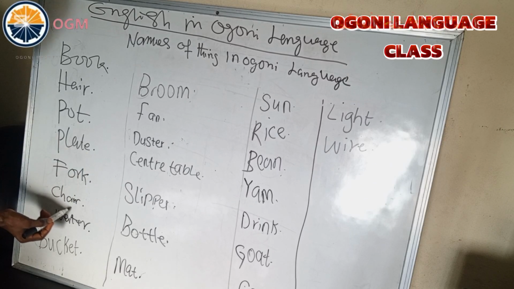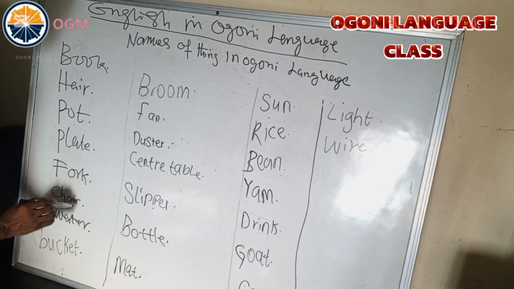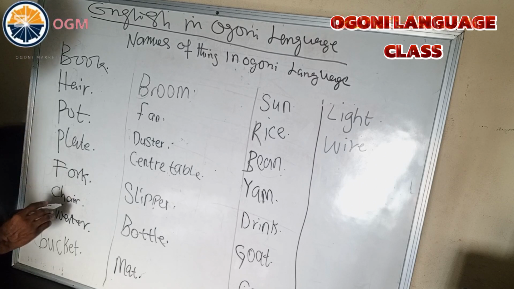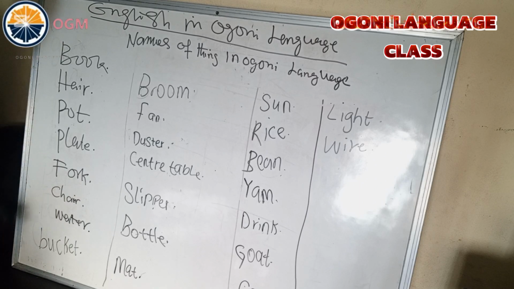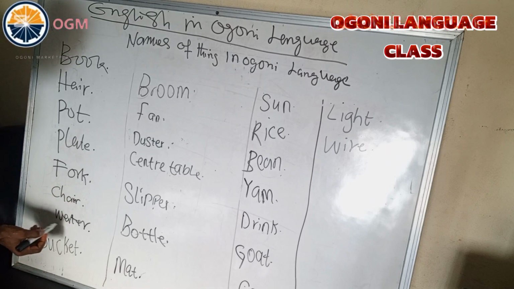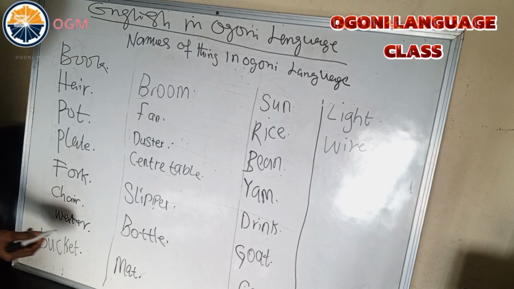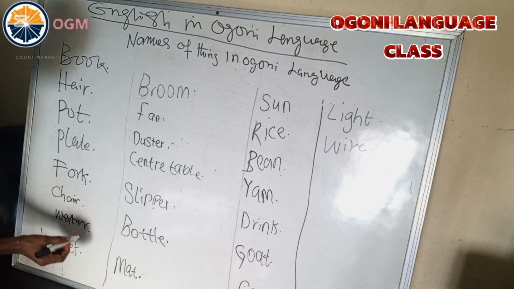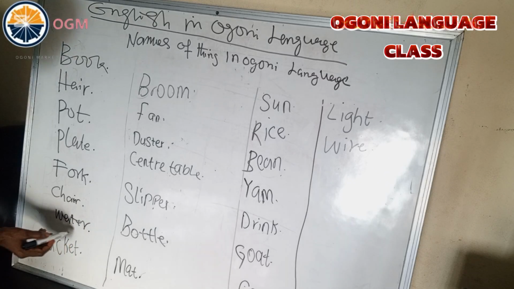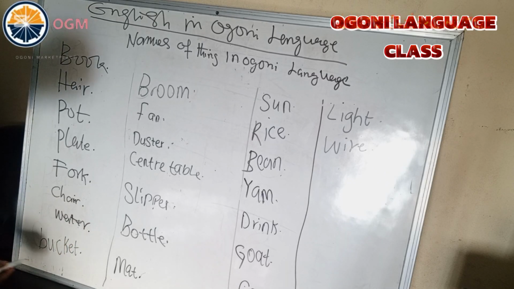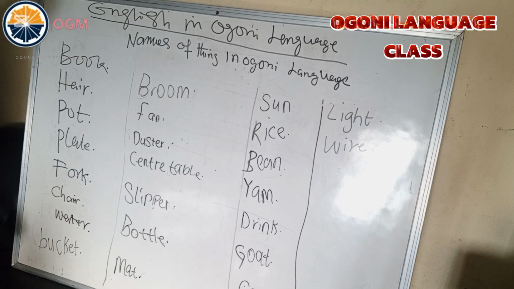Here we have chair, which is called kasi. Kasi is called chair. Here we have water. Water is called ma.